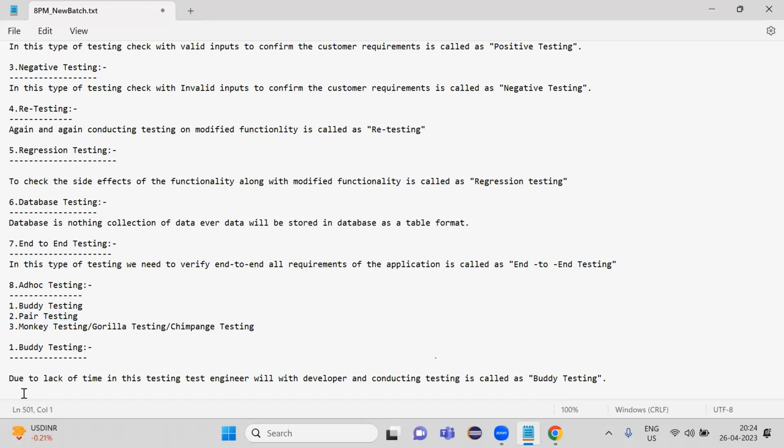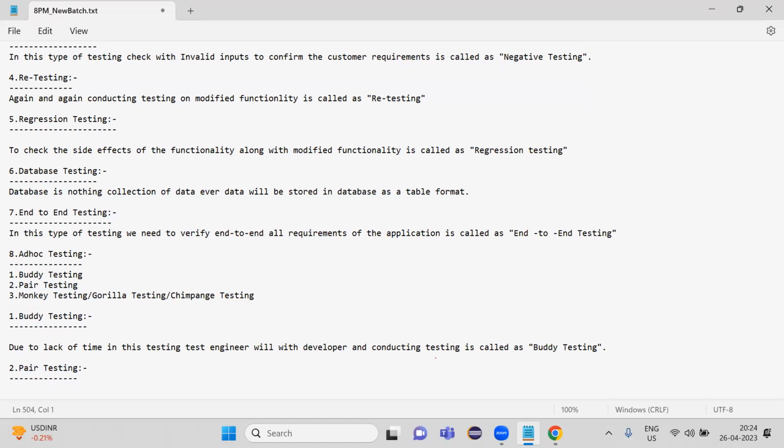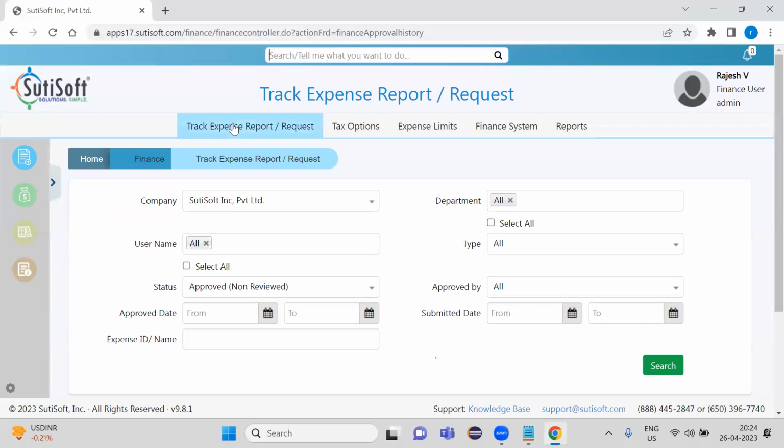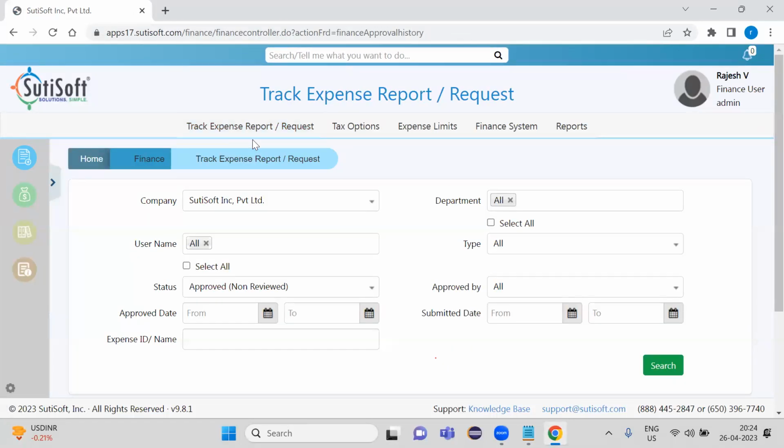Pair testing. What is meant by pair testing? Connecting with two people. Why are you going to connect with two people? Suppose there are 10 test engineers. The same person is working on one module. Why is another person required here? Can anyone answer?